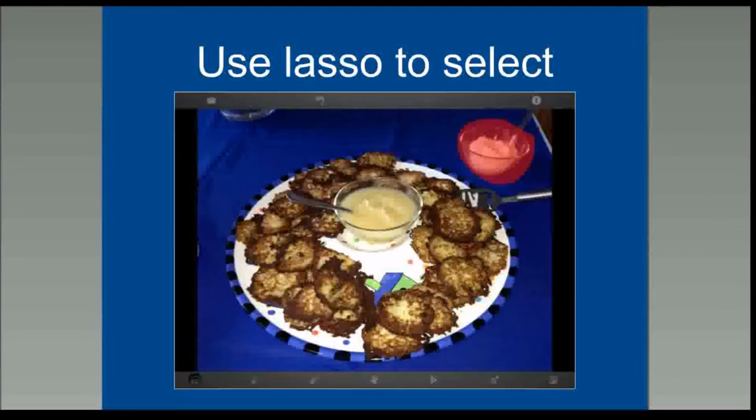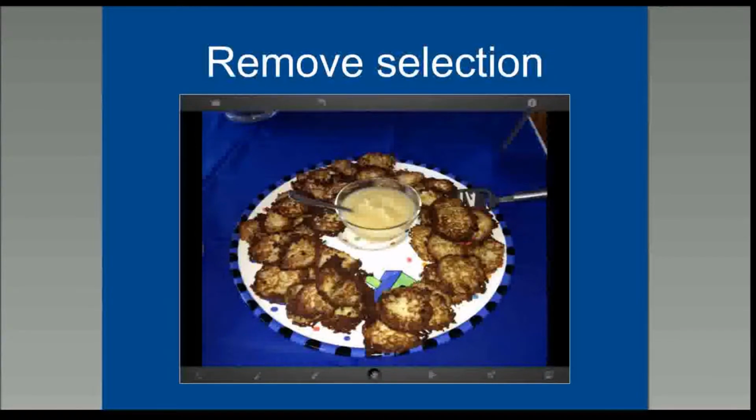The lasso tool is on the bottom. It's the first tool at the bottom of the screen. And essentially, you draw a circle around the object that you want to remove. And it highlights what it's going to remove. When you're satisfied, the fifth button on the bottom that looks like a forward-facing triangle is the Go button. And when you touch the Go button, you can see that the bowl of sour cream is removed.